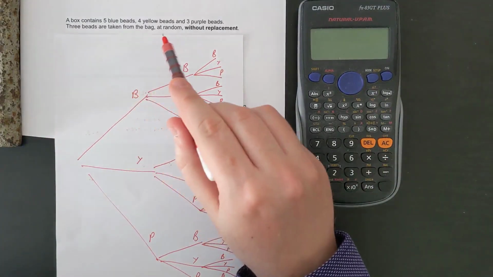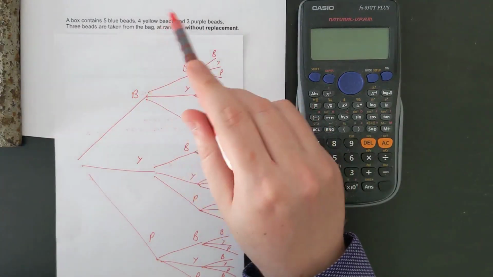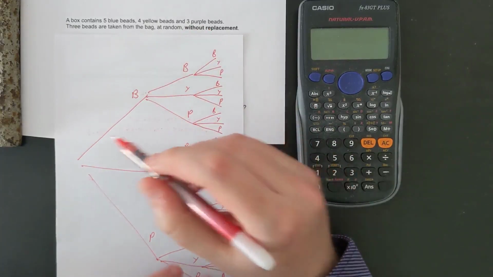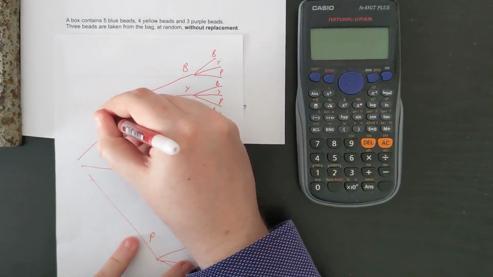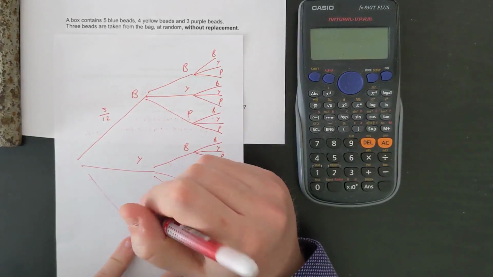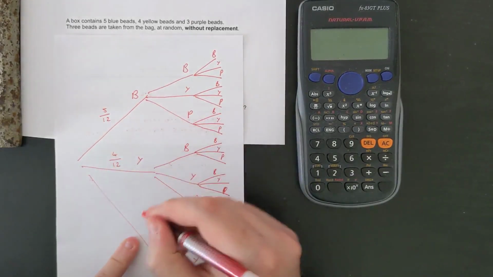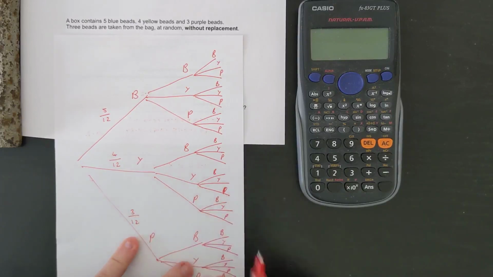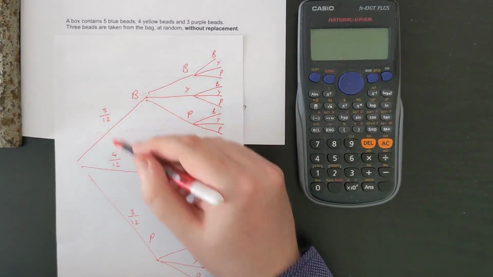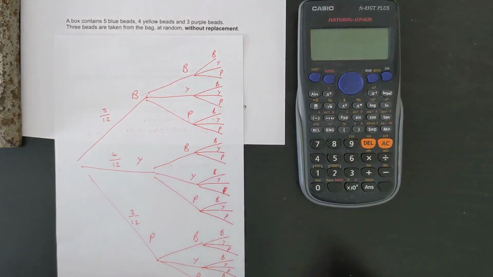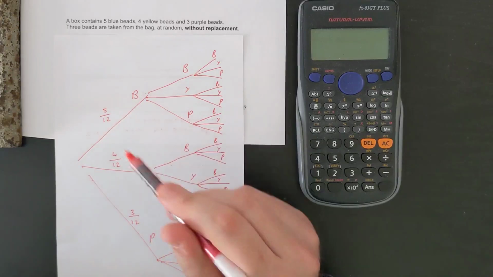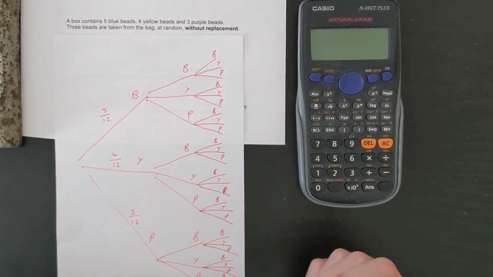So I've got 5 blue, 4 yellow, 3 purple, so in total I've got 12 beads. So in my first round there are 5 out of 12 blue beads, there are 4 out of 12 yellow beads, and there are 3 out of 12 purple beads. And I could just check that my probabilities made sense by adding these 3 up and making sure they sum to 1, because there is a 100% probability of choosing either blue or yellow or purple.